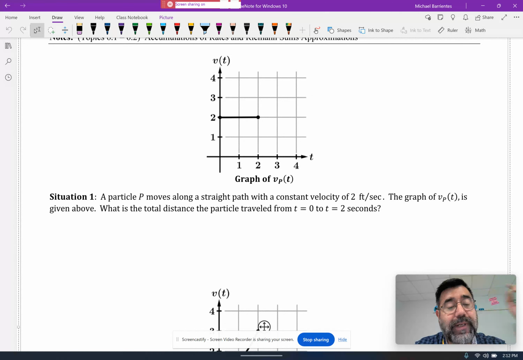So when you read situation 1, it says, particle P is moving along a straight path with a constant velocity of 2 feet per second. So every second it's moving along 2 feet. The graph of Vp of t, the velocity of particle P at time t, is given above. What is the total distance the particle traveled from time 0 to time t?